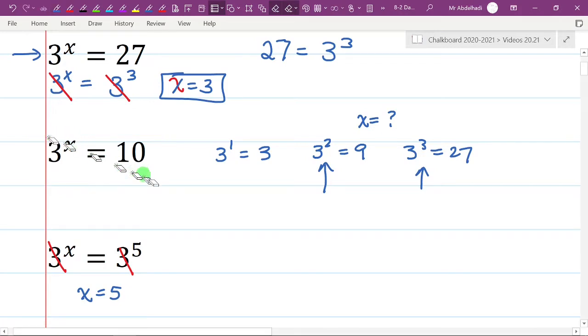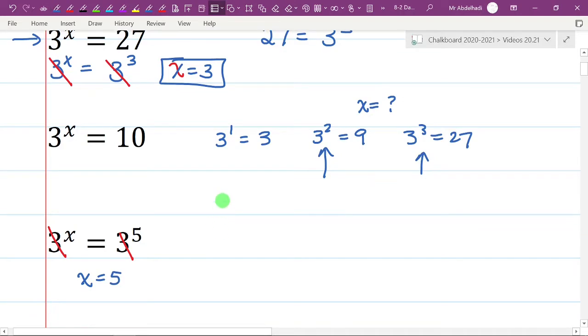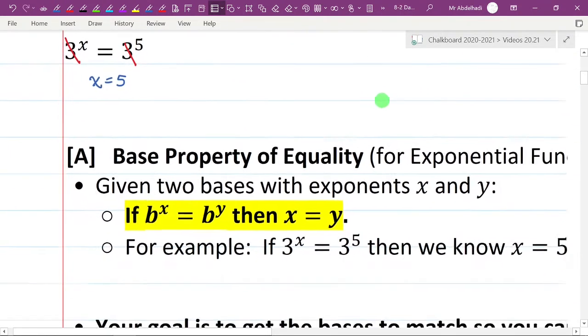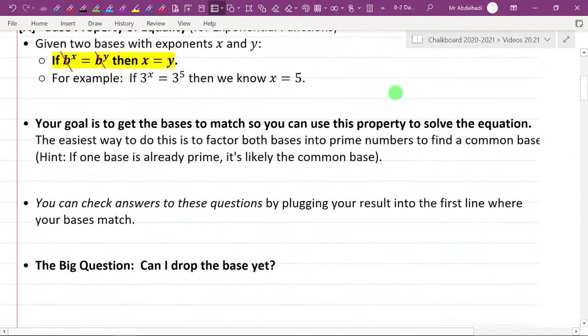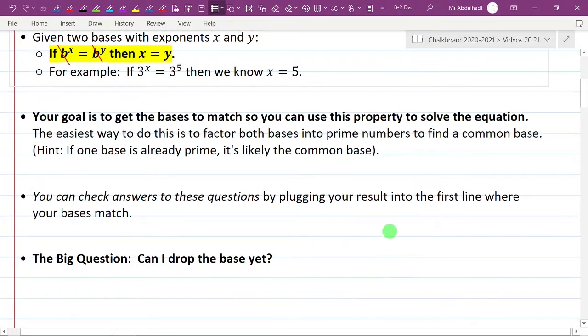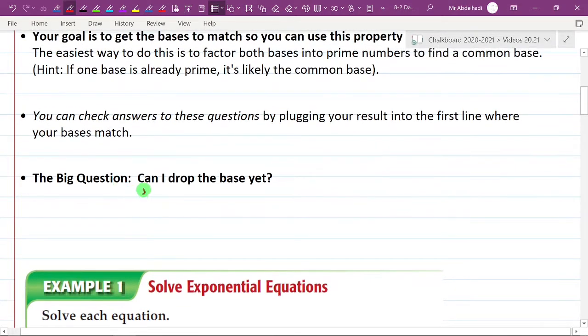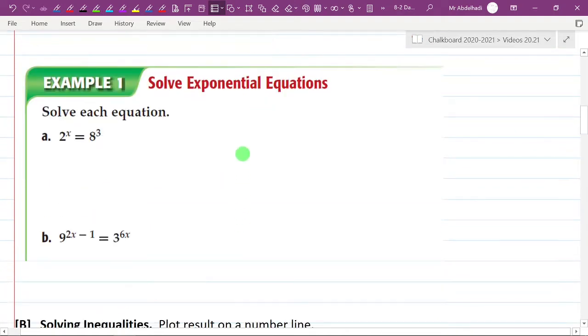All right, so let's get on with the easy version here, which I refer to as base matching. Okay, so we're using the base property of equality here, and the idea is, can you get the bases, the b's, to match so that you can drop the base? Okay, and then you just get x equals y. I have some notes here. The goal is to get the bases to match, and the big question is, can I drop the bases yet? So we're going to do some steps, and when it's time to drop the base, we'll drop the base, but not before that.